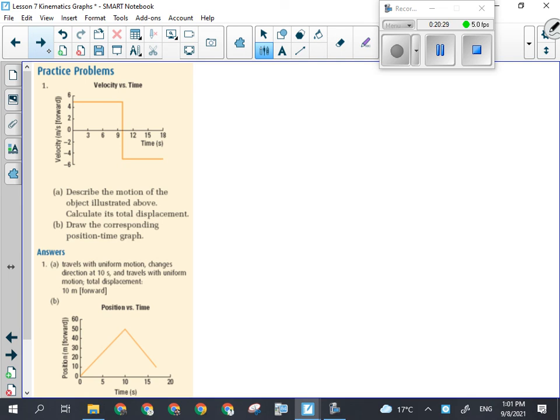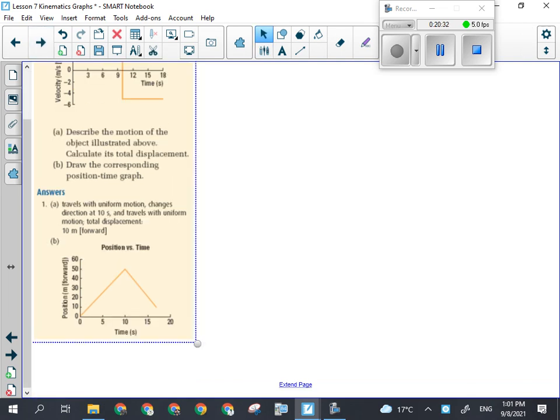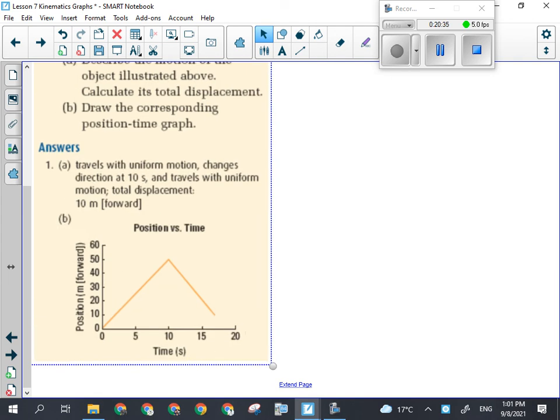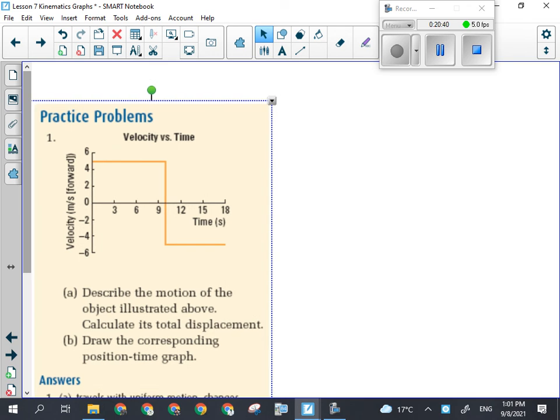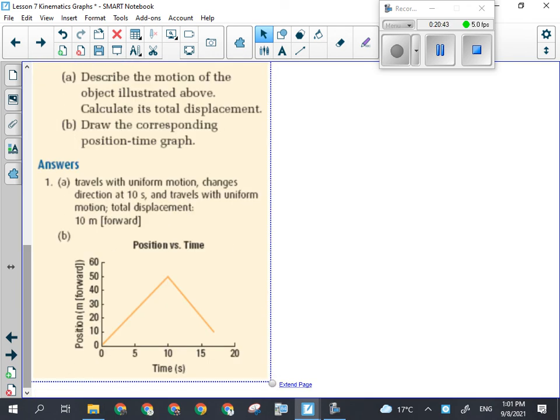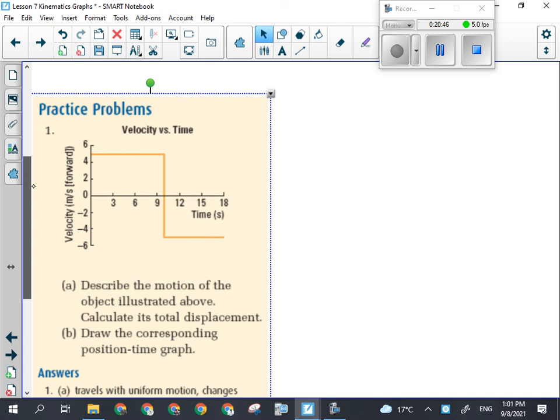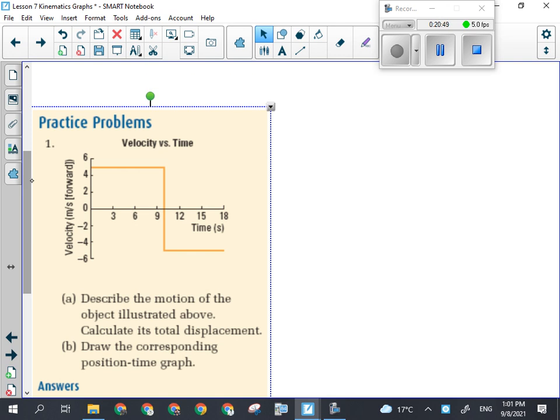Okay, I would like you guys to try this one. I'm just going to make it big enough for you to see. Two can play that game. Okay, I want you to do number one. I want you to describe the motion of the object that's being shown on the graph, calculate its total displacement, and then draw what the position versus time graph of that would look like. Okay, that'll make you think. Going from one graph to another type of graph really tries your understanding.